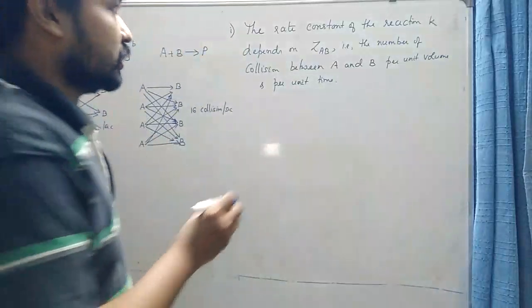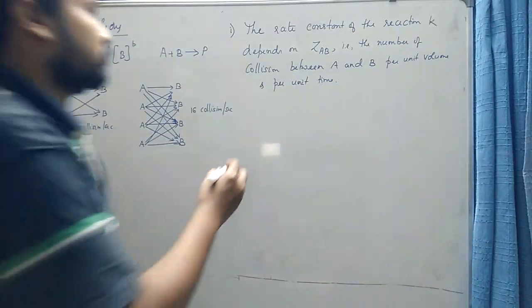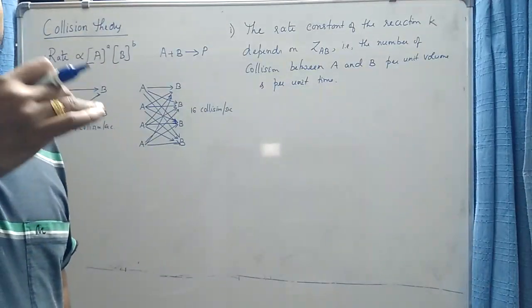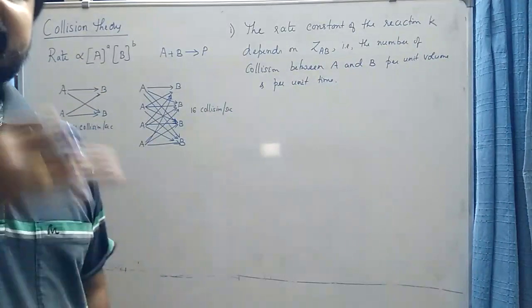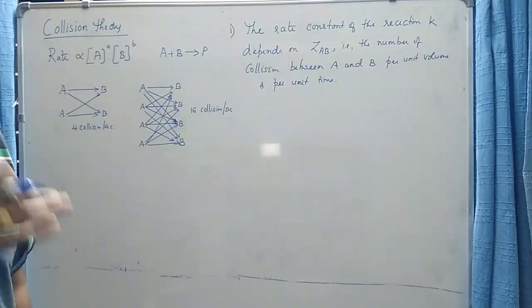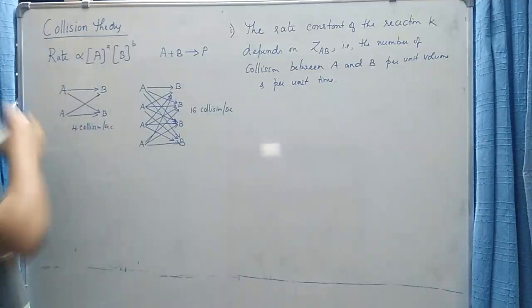The collision theory assumed that for a reaction to take place, the collision between the reactant molecules is a must. It is the necessary criterion for a reaction to take place, and it is the only criterion for the reaction to take place. So this is the earlier version of collision theory. That is why this theory is called collision theory.